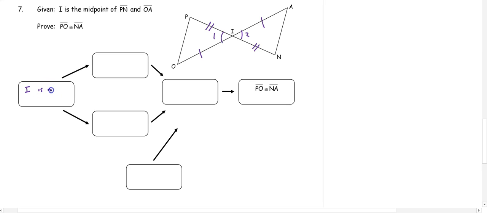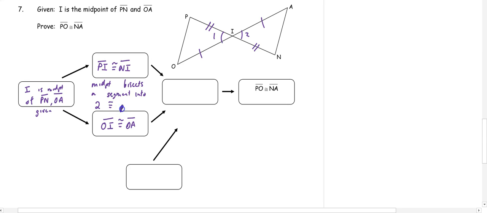So I is the midpoint of PN and OA, and that was given to us. So we know that PI must be congruent to NI, and OI is congruent to AI. Since this is the same step, I'm just going to write in the middle that it applies to both steps. So midpoint bisects a segment into two congruent parts. If I want to show that that goes to both, I'm just going to make two arrows so I know it goes to both proofs.